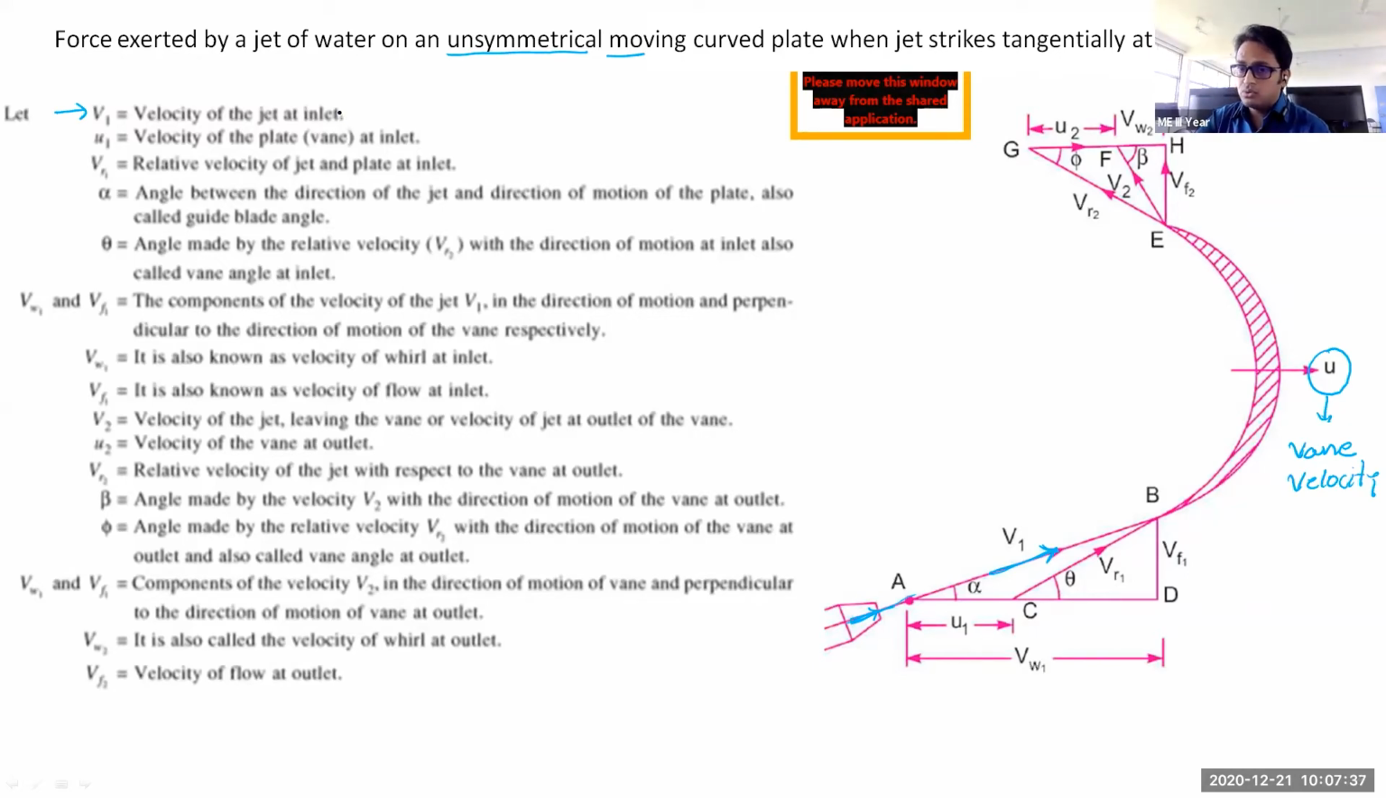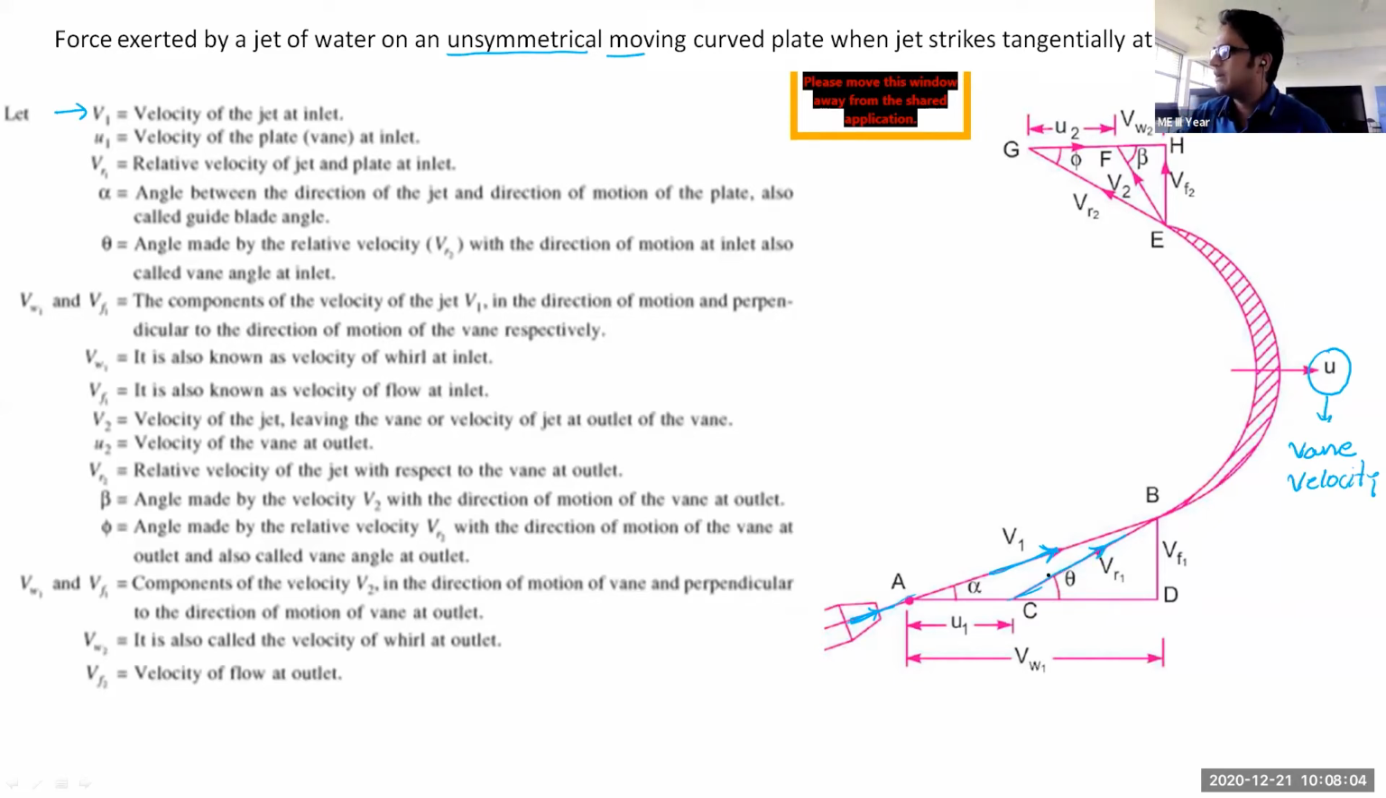But we all know that our jet is also moving, our vane is also moving, but with different velocity. So what is the actual velocity with which this water jet is hitting your unsymmetrical curved plate? That velocity is given by this VR1. This is your relative velocity at inlet.